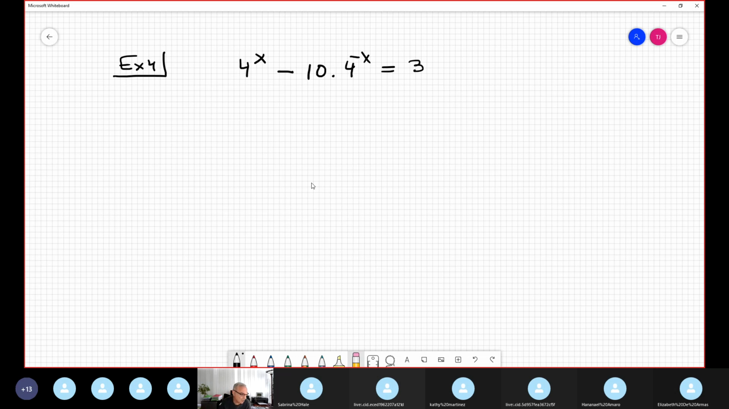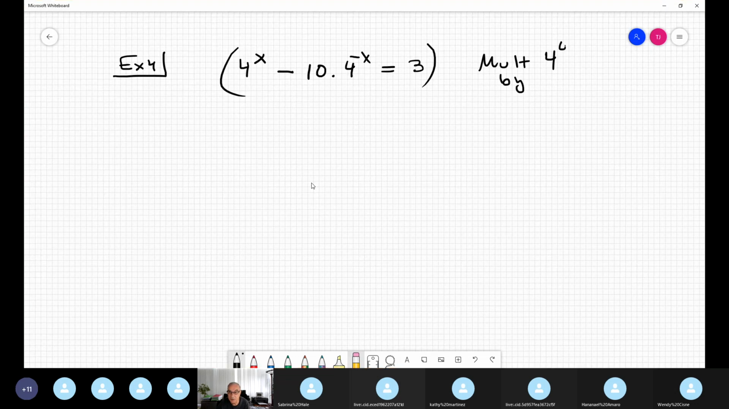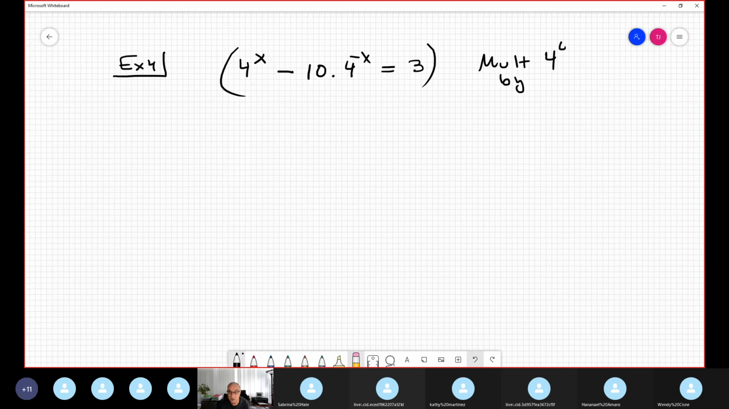Okay, suppose this equation. Wow, this equation looks weird. However, I don't like negative exponent, so I propose multiplying the entire equation by 4 to the x. Because when you multiply 4 to the x times the first term, 4 to the x times itself, it's a square.